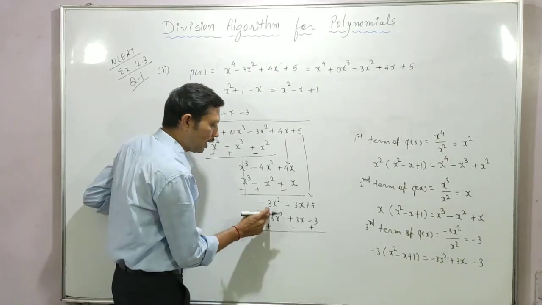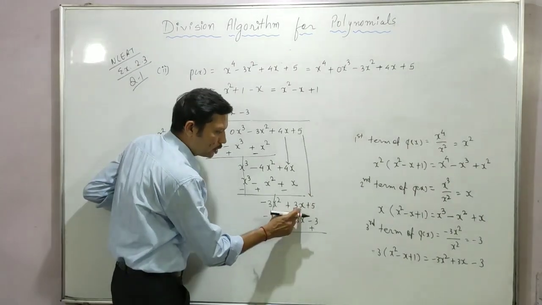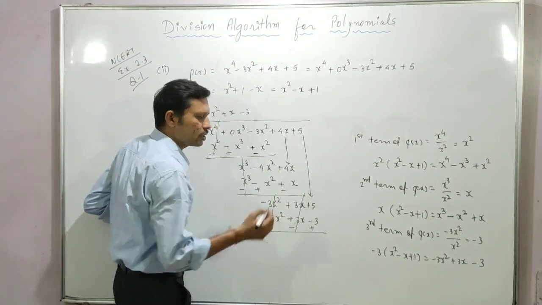Now you can see here these two are like terms. So this one is minus and this one is plus, so it will be cancelled out. It's a plus 3x, it's a minus 3, it's again cancelled out.